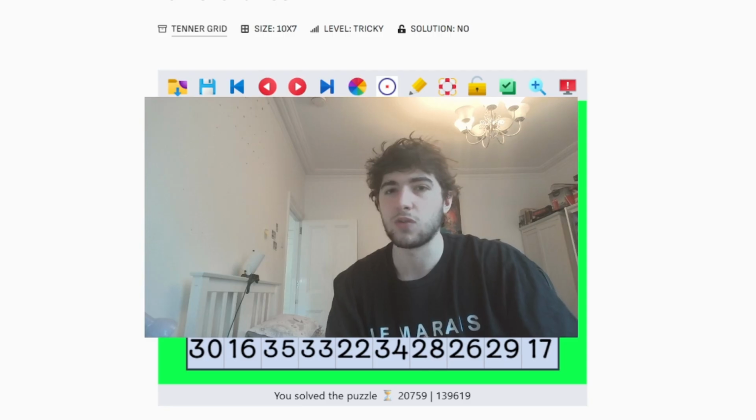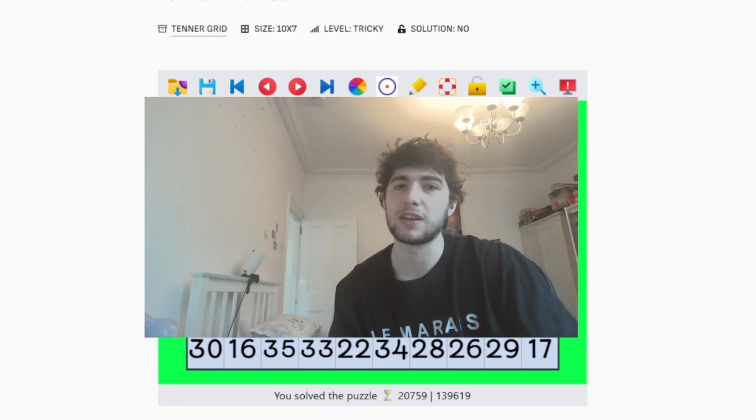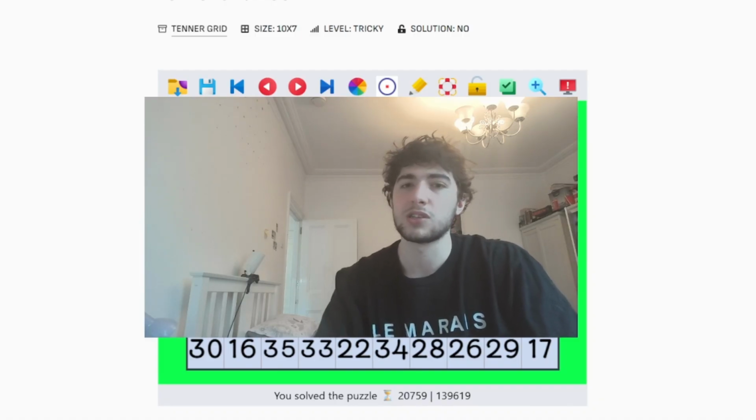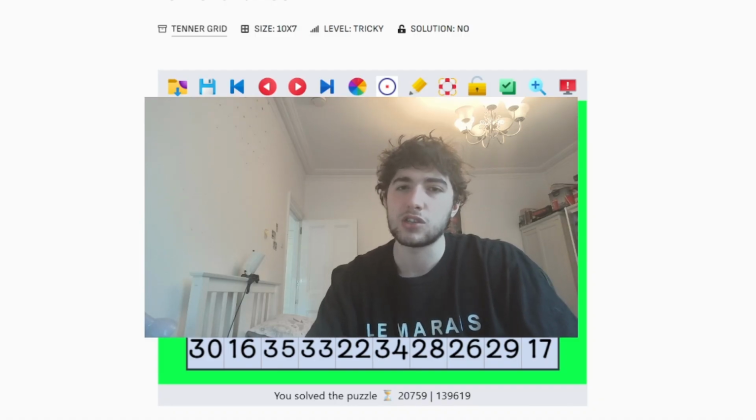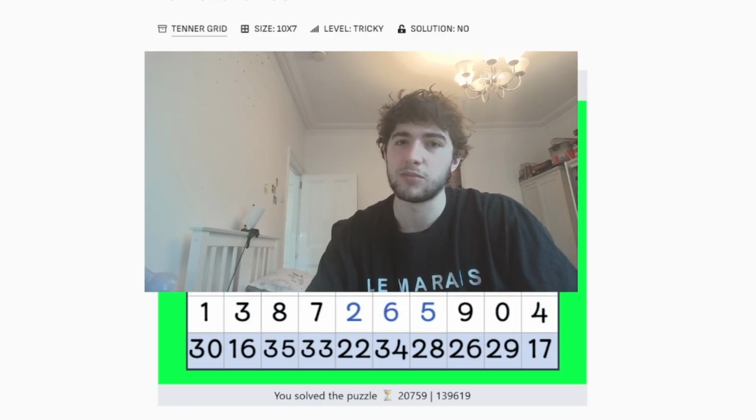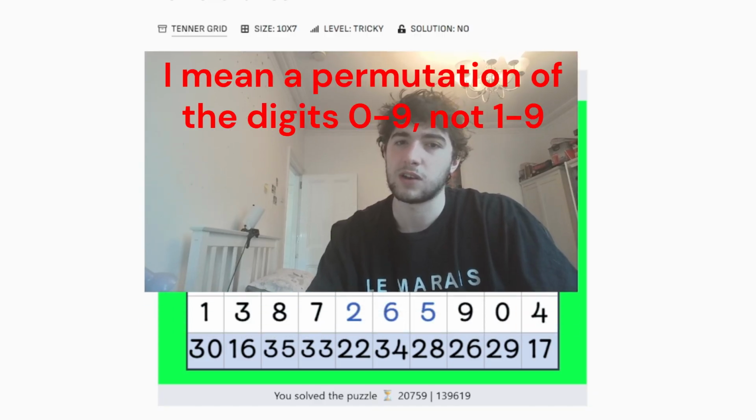This is me essentially solving the puzzle again and voicing over the different ideas that I used. I'm not going to explain the rules of the puzzle during the solve, so I'll explain them now. Essentially, how this puzzle works, there are three main rules. Each cell, so if you look in this grid here, you can see at the bottom row here, 1, 3, 8, 7, 2, 6, 5, 9, 0, 4.